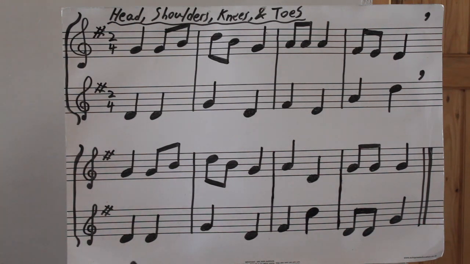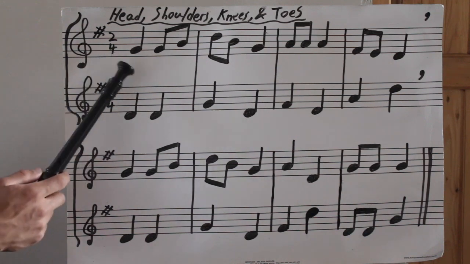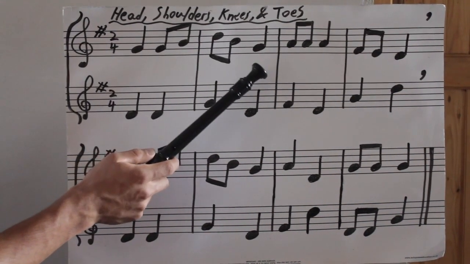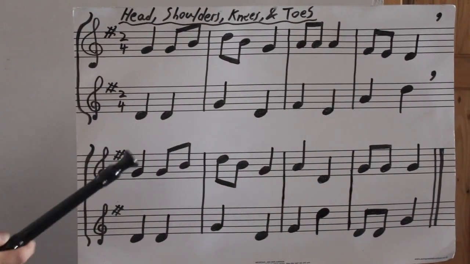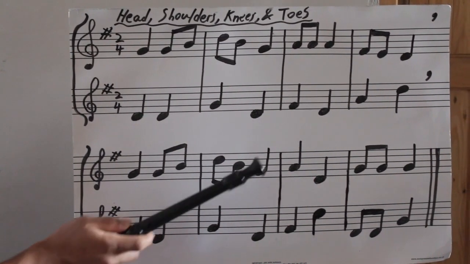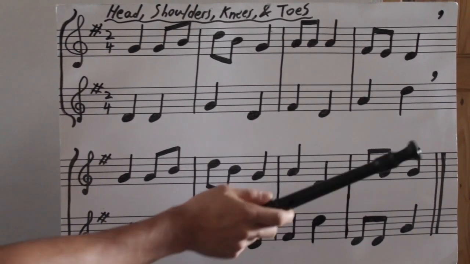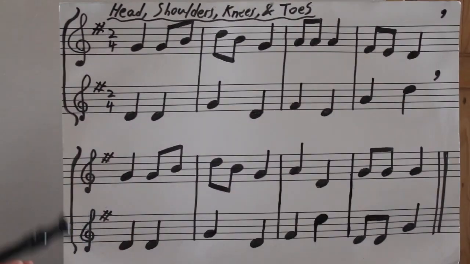1, 2, melody, go. Ta, ti, ti, ti, ti, ta. Ti, ti, ta, ti, ti, ta. Ta, ti, ti, ti, ti, ta. Ta, ta, ti, ti, ta. So let's try and read our rhythm.